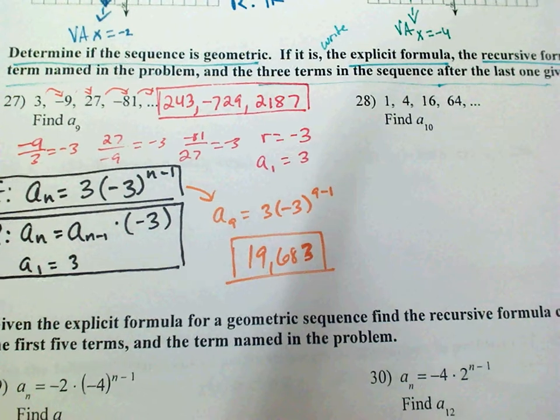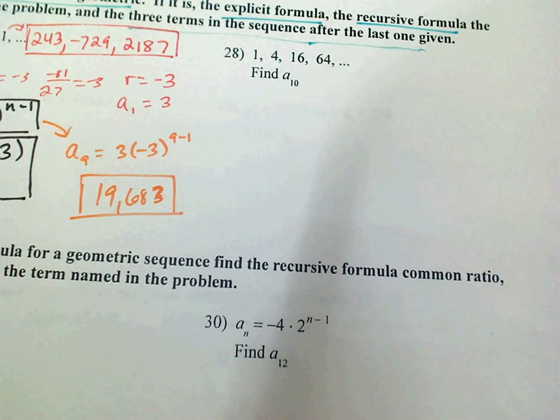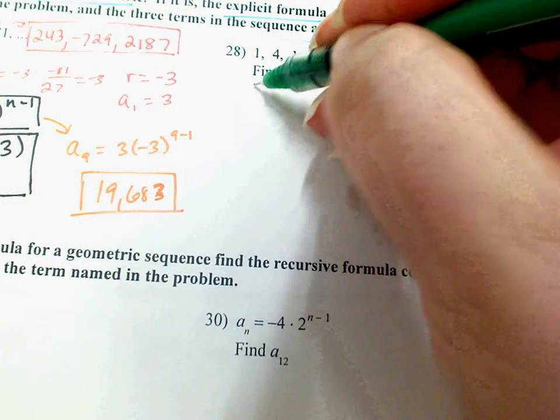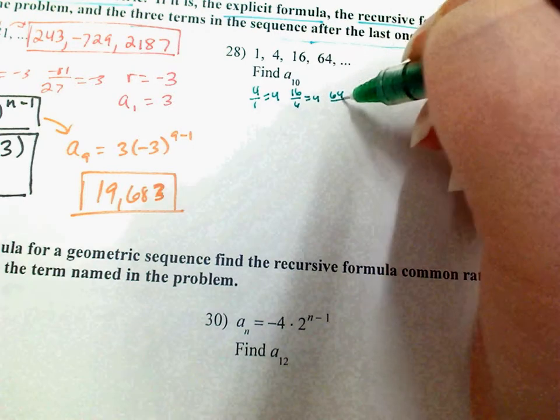On number 28. It looks like I'm multiplying by 4. If I find the ratio, 4 divided by 1 is 4, 16 divided by 4 is 4, and 64 divided by 16 is 4. So I know that the common ratio is a positive 4.